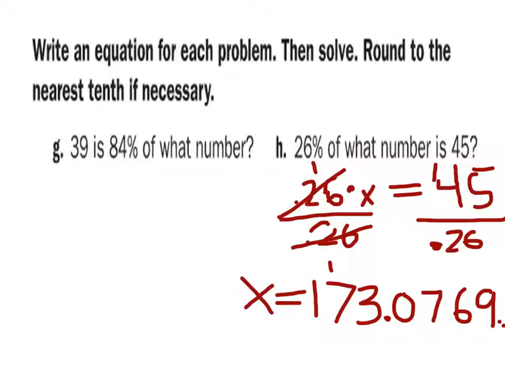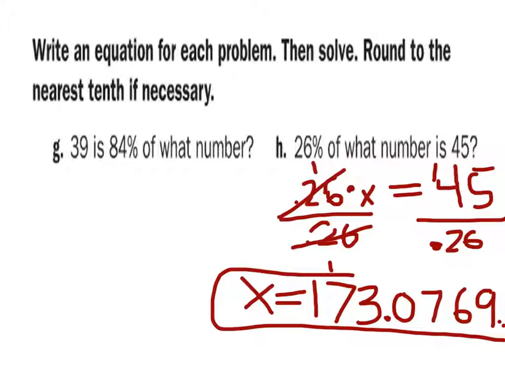Ryan, what are you doing? All right. Is everyone good on this one? Okay. Now this one did say to round to the nearest tenth, if necessary, right? If we round it to the nearest tenth, then it would be 173.1.